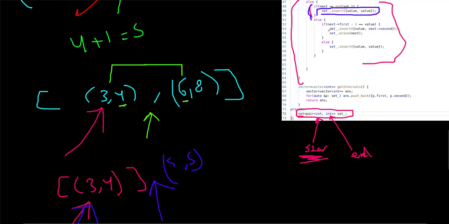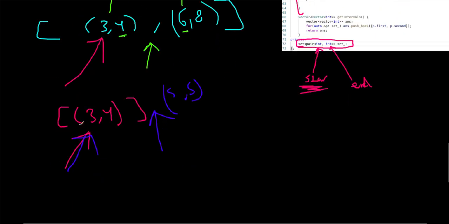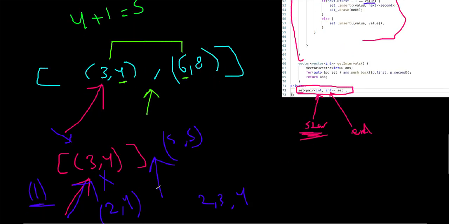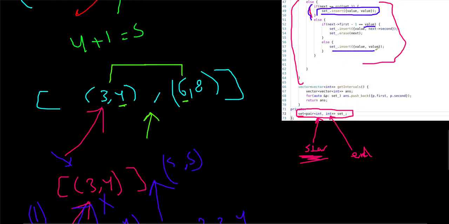Again, we need to check if the value we are adding equal to next first minus 1, so that we know if we want to merge. So if we add 2, 3, 4 are neighbors, so in this case we need to replace this set with a new one, 2, 4. If not, for example, if we are adding 1, that means we just want to add this interval 1, 1, and this is what we are doing here.